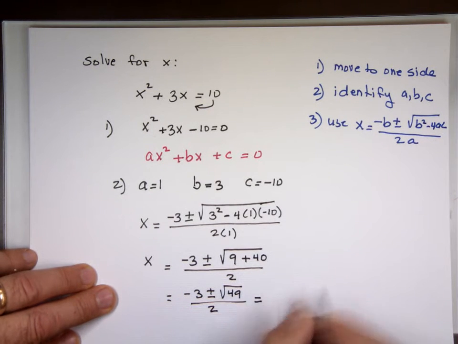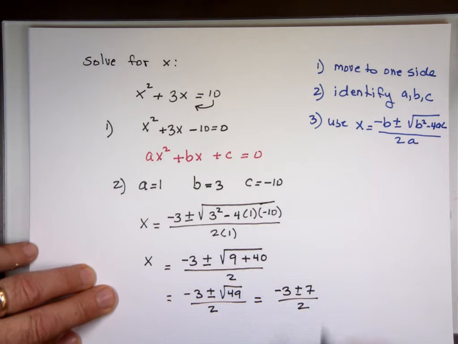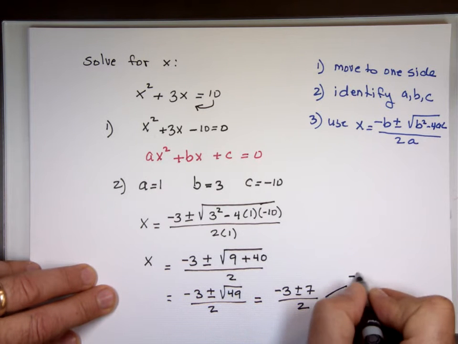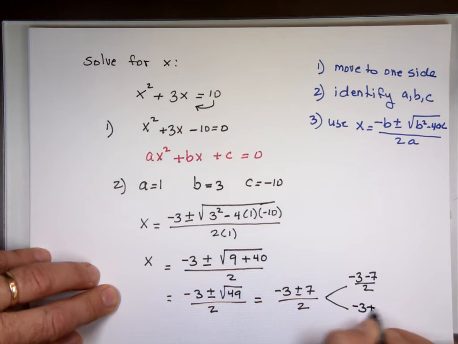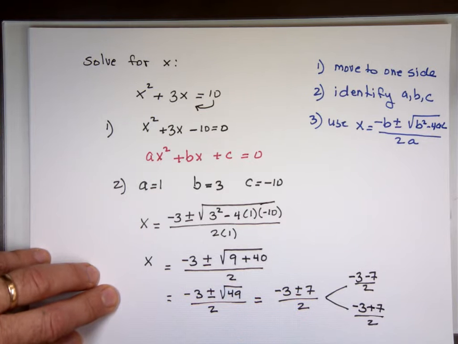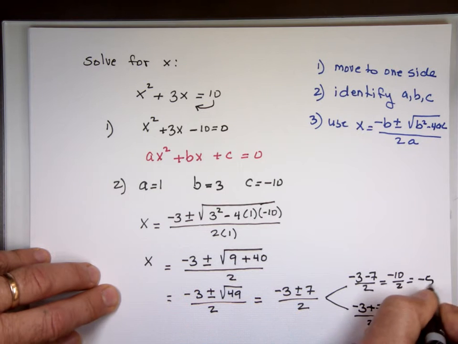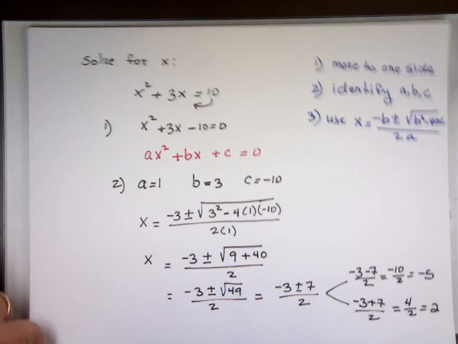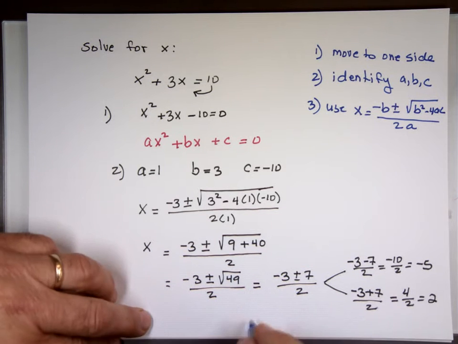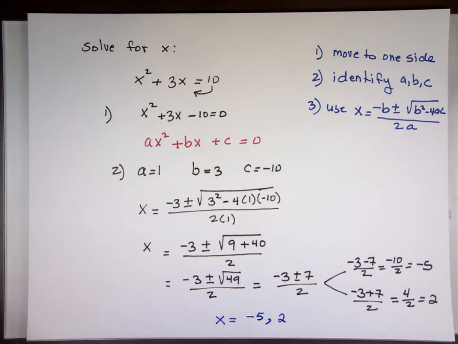The square root of 49 is 7. So we have 2 solutions. One of them is negative 3 minus 7 over 2. The other one, negative 3 plus 7 over 2. That's a negative 10 over 2, which is a negative 5. And this one, negative 3 plus 7 is 4 divided by 2, which is 2. So we got 2 solutions. We got the negative 5 and the plus 2. 2 answers.